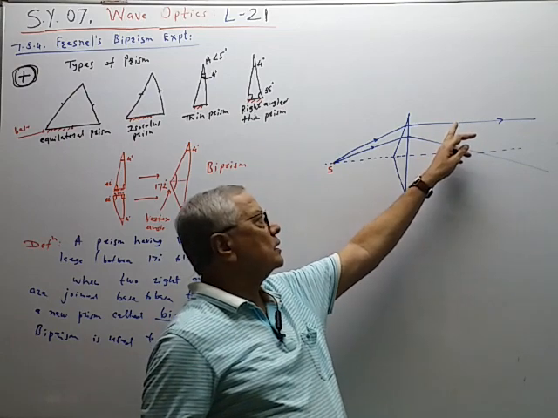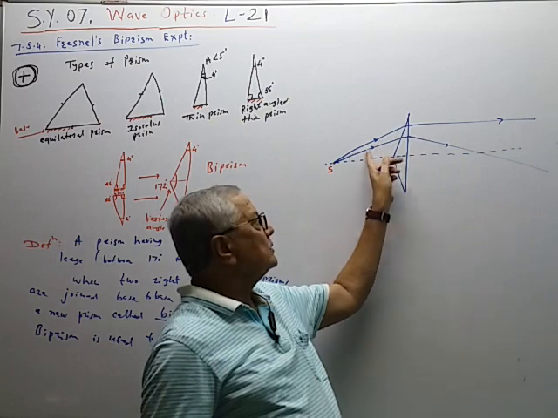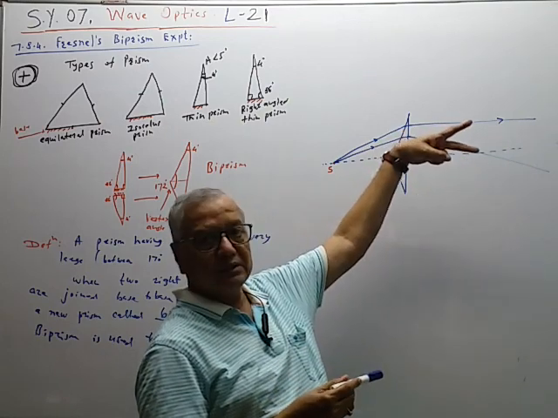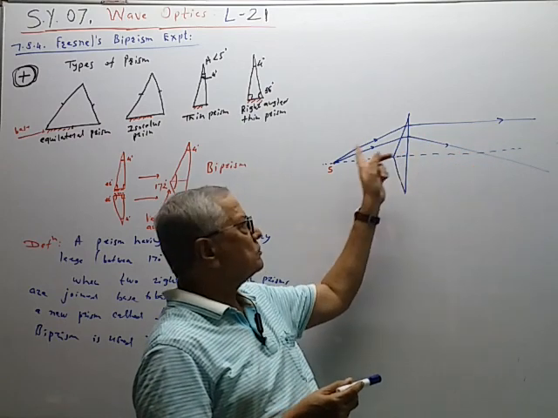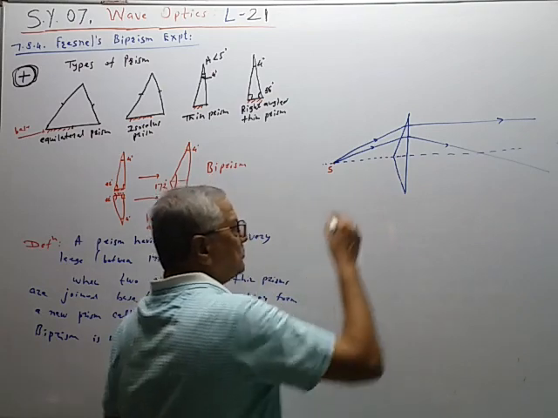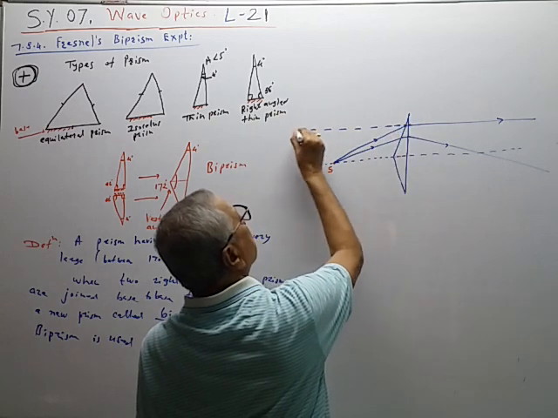See the two emergent rays. Incident ray, refracted ray, emergent ray. These two emergent rays diverge from each other. So they will not form a real image of S, but they will form a virtual image. To find where the virtual image is formed, we produce these two refracted rays in the backward direction only.